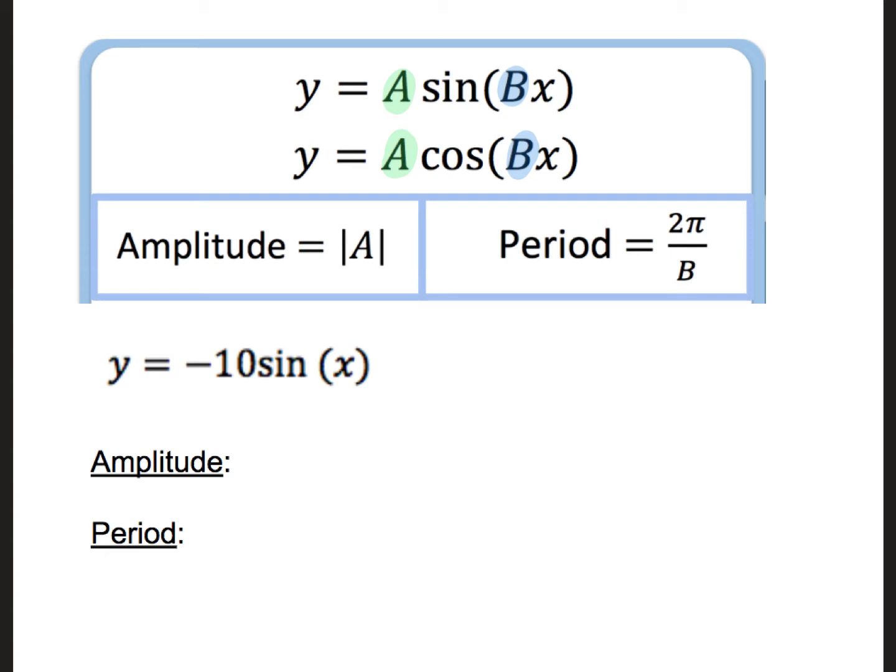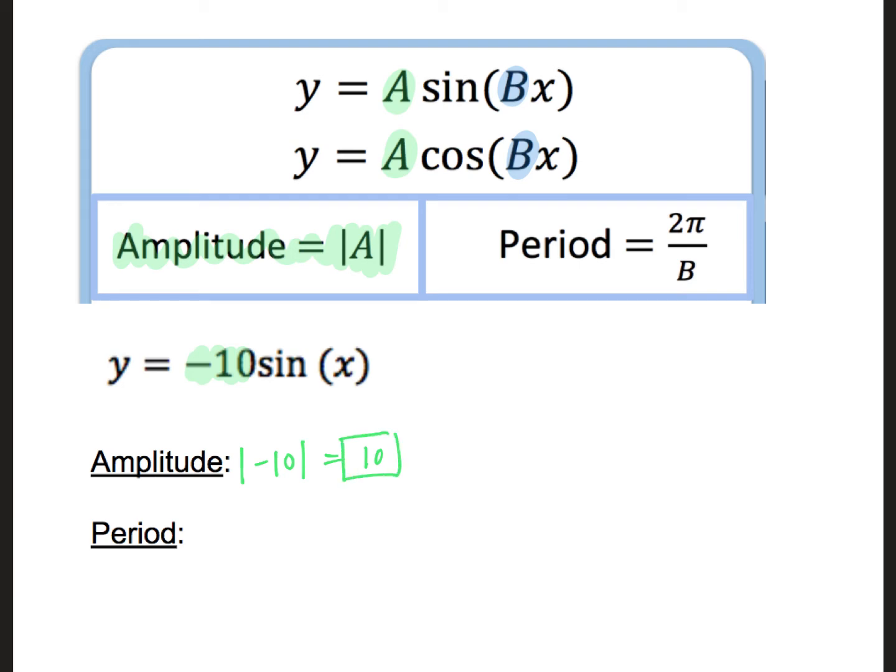Notice you're going to use a to find your amplitude. My amplitude equals the absolute value of a. Remember, your absolute value turns a negative number positive, and it keeps the positive number just the same. So if I'm looking for the amplitude of my first example, y equals negative 10 sine of x, we have negative 10 in front. So I know my amplitude is going to be the absolute value of negative 10, because that's my a value, and the absolute value of negative 10 is just positive 10. So 10 will be my amplitude.